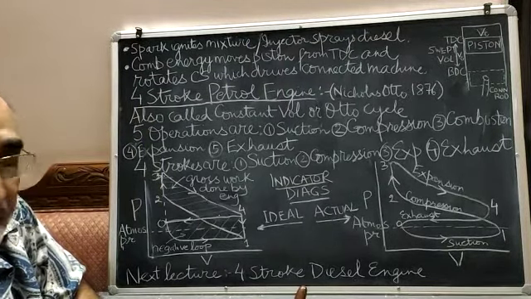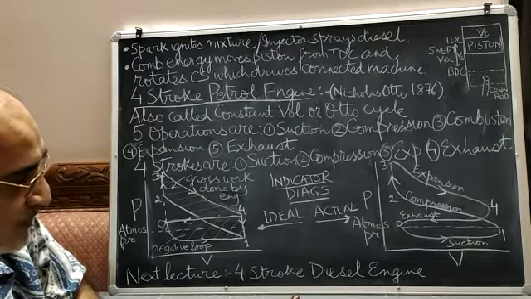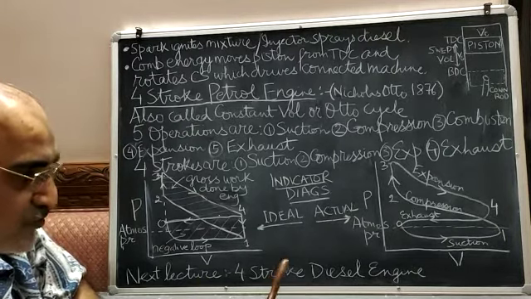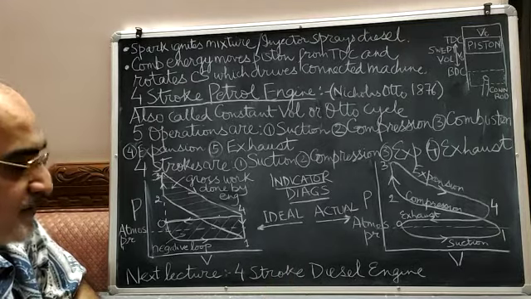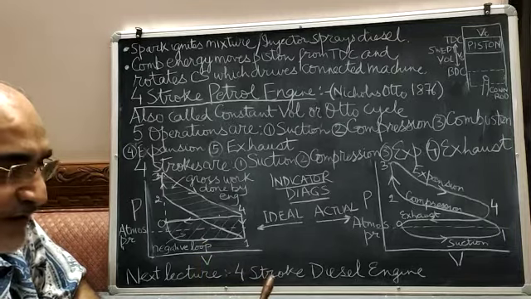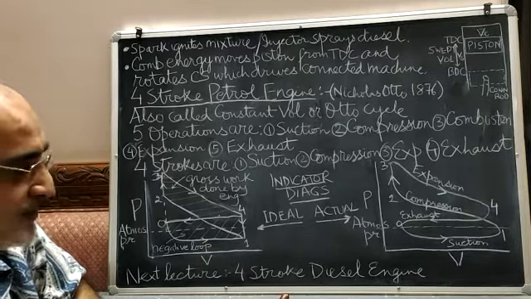Now in the next lecture, we will study the 4-stroke diesel engine and see what the differences are. Basically, the 4-stroke diesel engine is at constant pressure. This was at constant volume, and a diesel engine works on the principle of constant pressure.